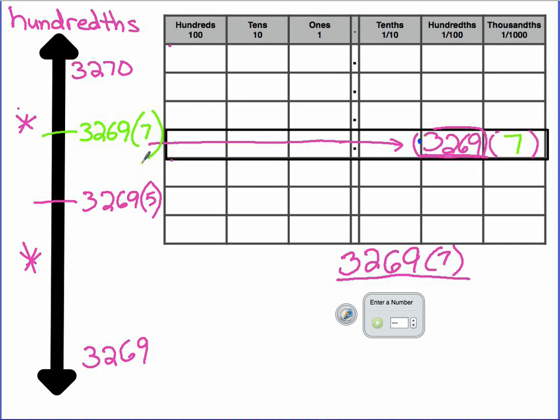What is that green number closest to? 3,270 or 3,269? It's closest to this, correct? That's going to be your answer. Now, it says round to the hundredths place, correct? So what would happen if we took that number, the very last number, and put it in the hundredths place?